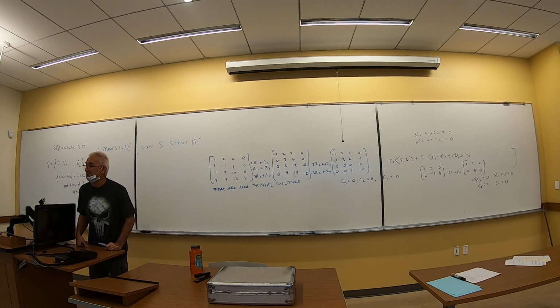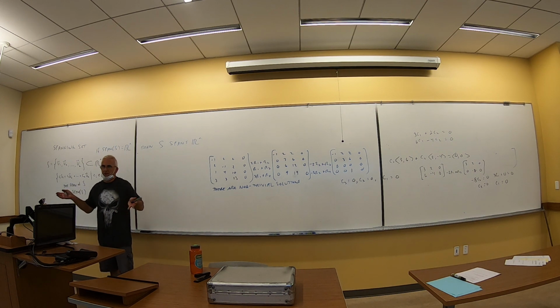Three. I've got to give you at least three. Can't get all of R3 unless I give you at least three. But what if those three are all multiples of each other? Oh, then they won't span R3. But if I give you less than three, I don't even have to ask the question, and they're not enough.